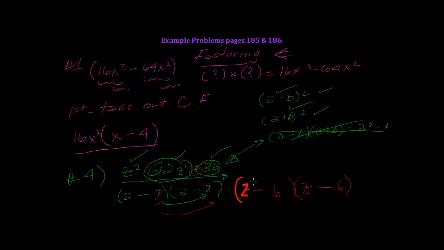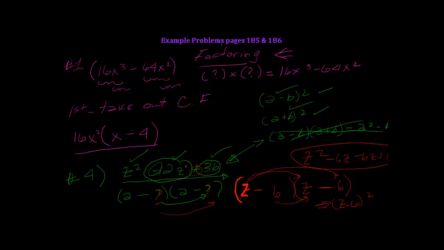So FOIL this. Z times z is z squared. Z times minus 6 is minus 6z. Minus 6 times z is minus 6z. Negative times negative is positive. So that's our answer. Our answer here is z minus 6 squared, and that's factored.